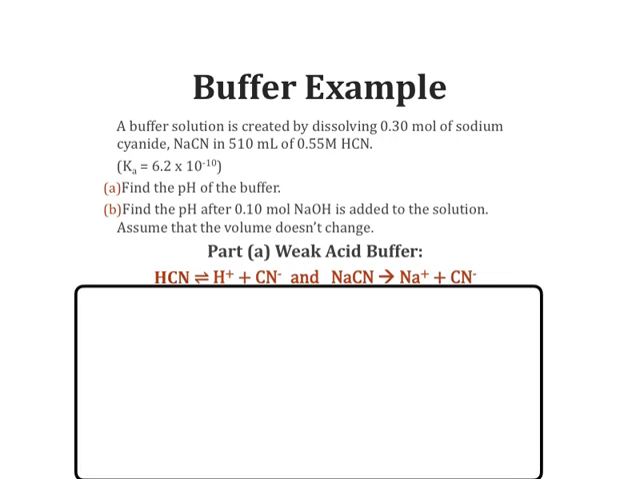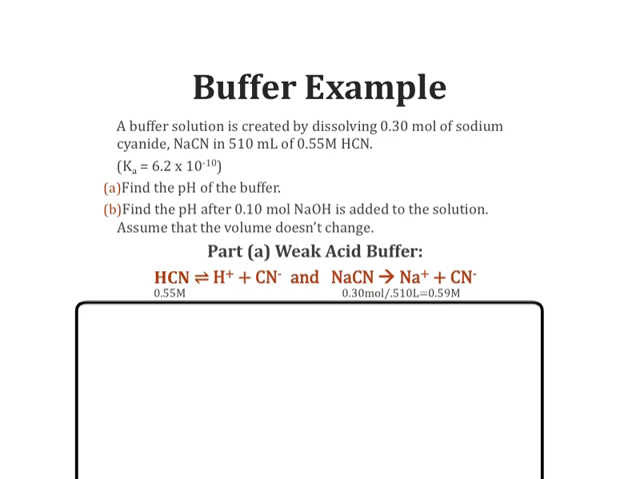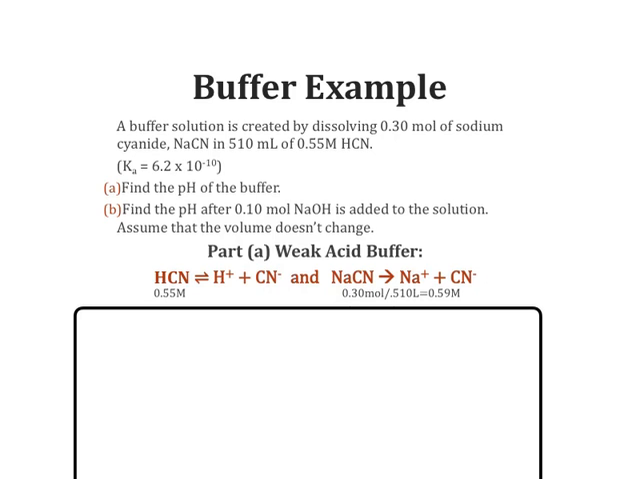We have a weak acid buffer, and there are 2 reactions going on. One reaction is the weak acid equilibrium. The other one is the salt reaction that goes to completion. The weak acid is 0.55 molar, and the sodium cyanide is 0.30 moles divided by the volume to get 0.59 molar. And remember, if NaCN is 0.59 molar, then so are the sodium ion and the cyanide ion.